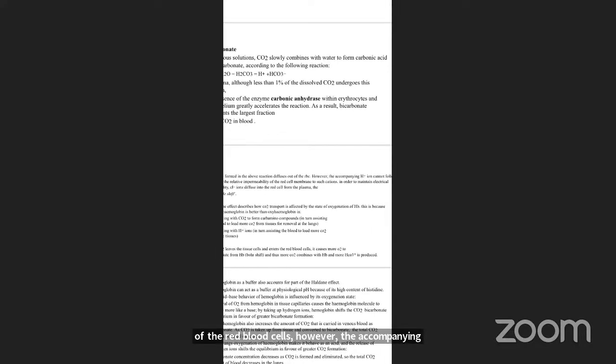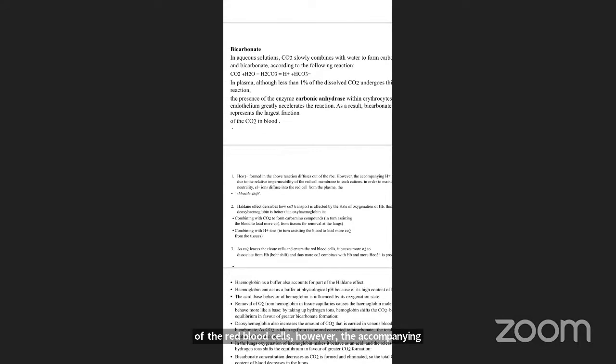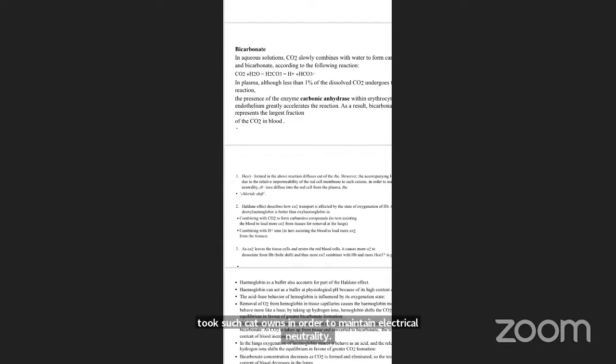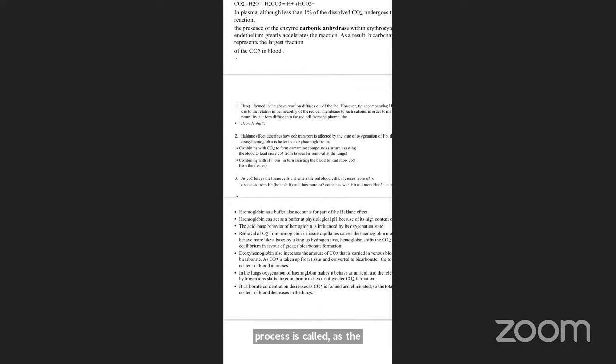The bicarbonate formed in the above reaction diffuses out of the red blood cells. However, the accompanying hydrogen ions cannot follow due to the relative impermeability of the red blood cell membrane to such cations. In order to maintain electrical neutrality, chloride ions diffuse into the red cells, and this process is called the chloride shift. This is another topic they can ask about. There's a diagram which unfortunately I was not able to get, so we have to actually draw and show the pathway.